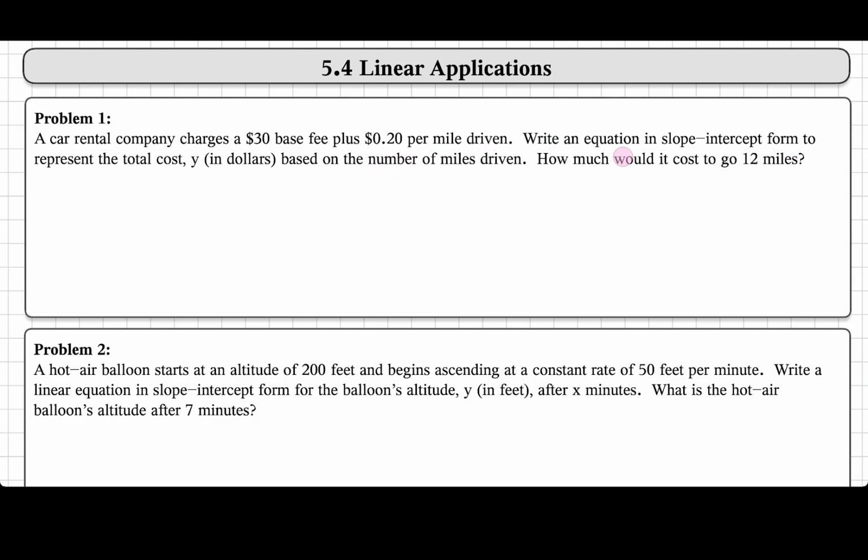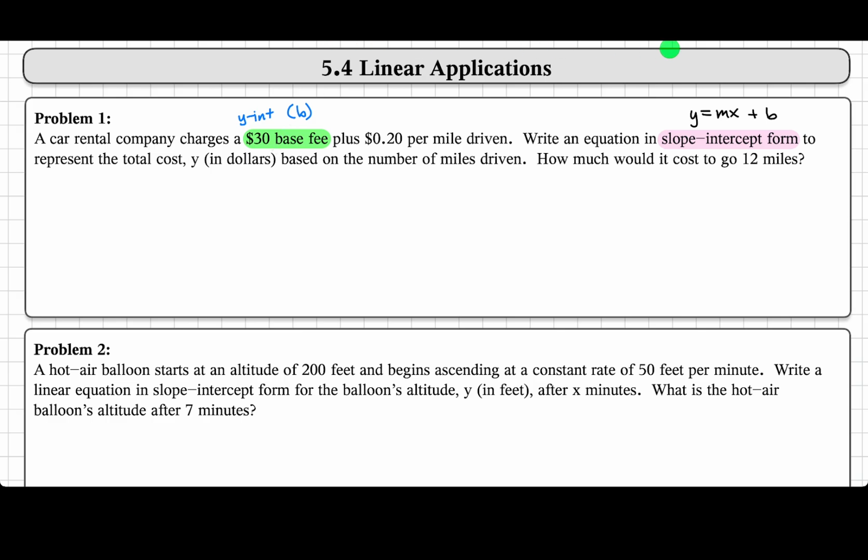Well, the first thing we need to do before we can even answer this last part is come up with the equation. One of the first things I'm going to look for is that it wants it in slope-intercept form. So I know I need to get it into y equals mx plus b. The second part is, let's figure out if I can find my m and my b in the problem. A car rental company charges a $30 base fee. If you see keywords like base fee or initial cost or starting out, this is typically your y-intercept, also known as your b value.